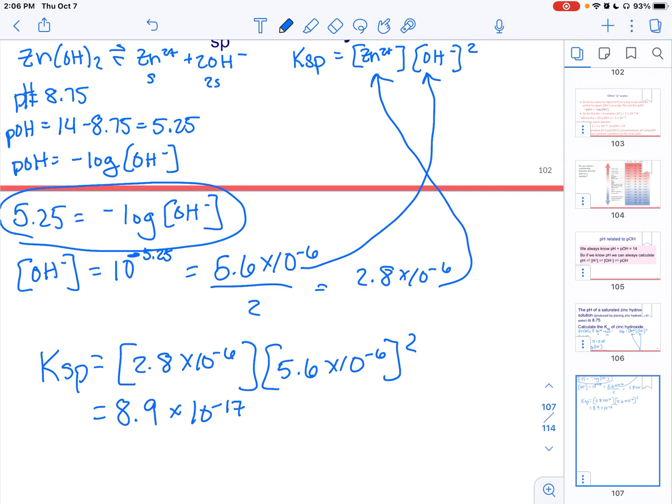So same basic idea, we're just now using our pH number to figure out what our concentrations of OH minus, etc. are. So it's just another way to do the same type of problem.